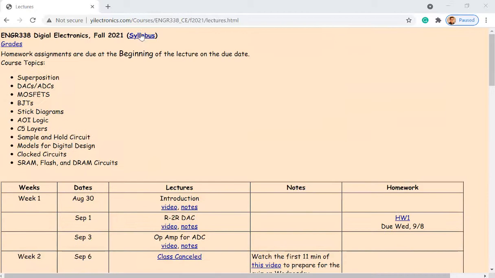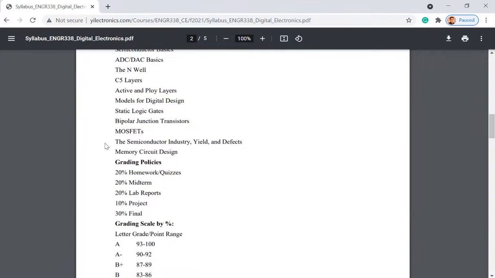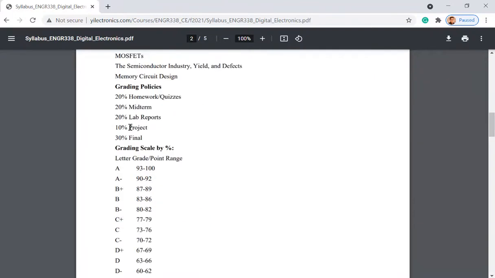So let's take a look at the weight of that project in the overall grade. That's 20% or so? About 10%. 10%. Still a lot, right?